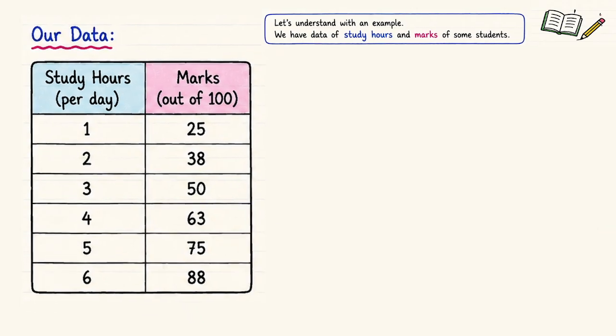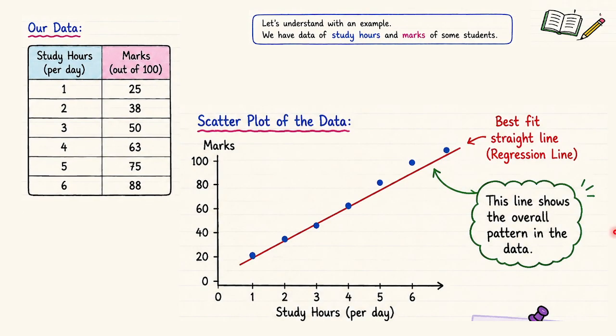So now if we plot this data on a graph, we can see the relationship between study hours and marks over here. So we can see that the data shows an increasing trend here, right? From this red line we can see this. So this red line is called the best fit line. This red line is called best fit straight line, and it is also called the regression line. So basically this line shows the overall pattern in the data, and it helps us understand how study hours and marks are related to each other.